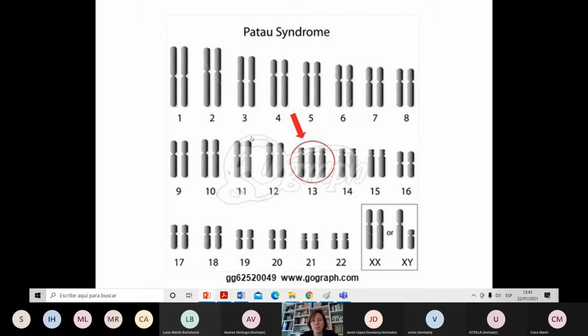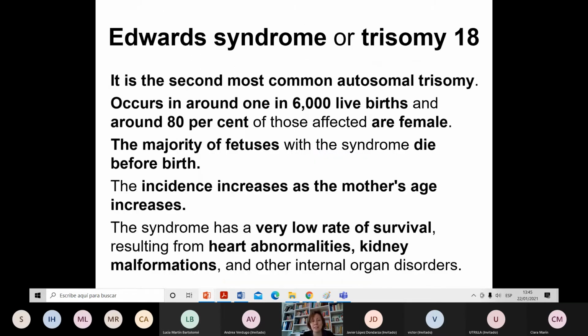So we've got this Patau syndrome in chromosome number 13. They could either be boys or girls, no difference, okay? The next one that you've got in your photocopy is the trisomy in chromosome number 18. That is Edwards syndrome, and it's another one that is very dangerous. This one is a little bit more common: 1 out of 6,000 live births.